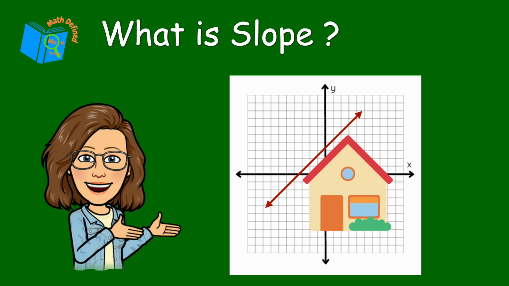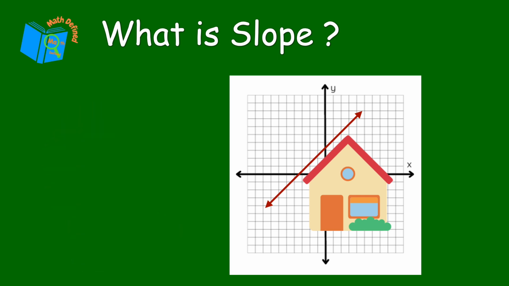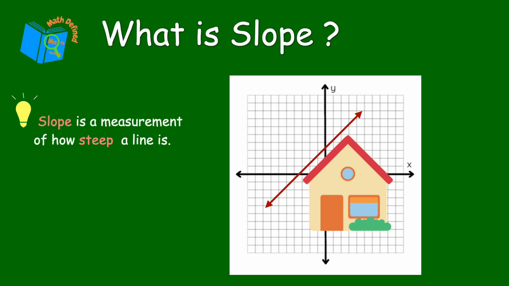Today we're going to find out what slope is and how to find it. Let's begin with the definition of slope. Slope is a measurement of how steep a line is.